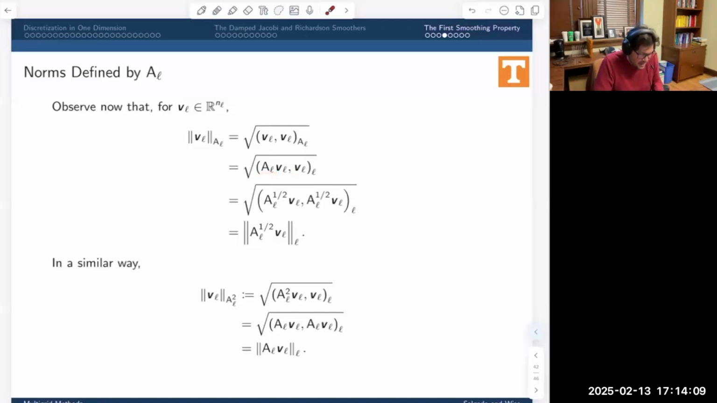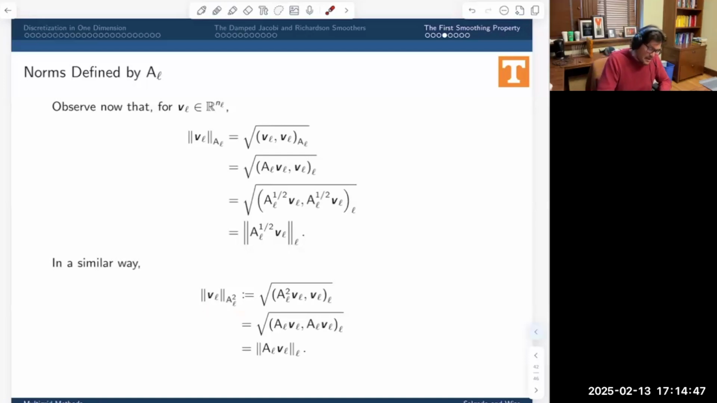And now I'm going to break this A_L into A_L to the 1/2 power times A_L to the 1/2 power. Each one of these A_L to the 1/2 power is itself a symmetric positive definite matrix. So I can take one of them and throw it over here, right? But now I quickly see that that's just the Euclidean norm of this vector A_L to the 1/2 power times v_L. So I have another way of writing what this object is in terms of the A_L to the 1/2 norm. Now, in a similar way, I can define this object called the A_L squared norm.